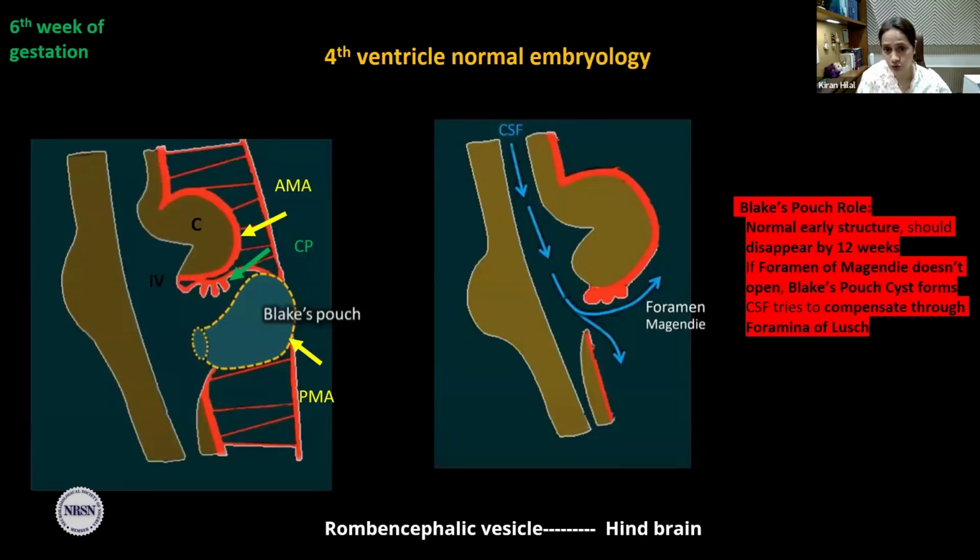So, what is the Blake pouch's role? It's a normal early structure and should disappear by 12 weeks of gestation. And that's the first question that I asked you: is the Blake pouch an abnormality? The answer is no. The Blake pouch is not an abnormality. It's a normal structure which disappears by 12 weeks of gestation.